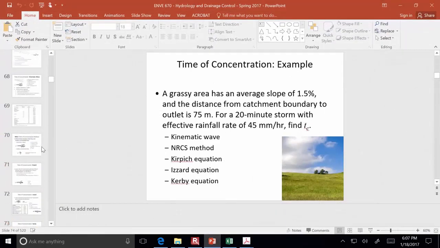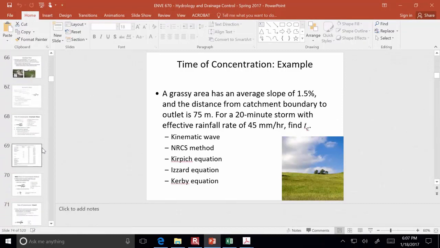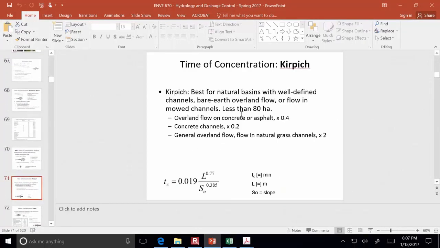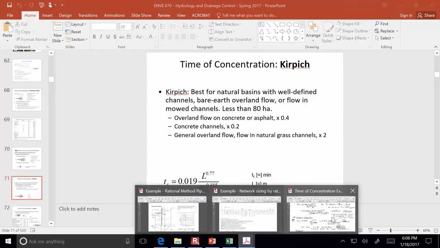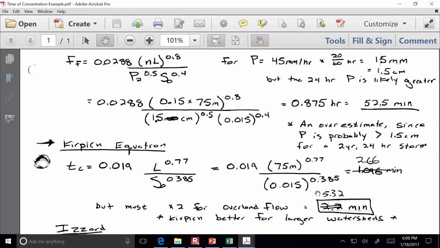And if we go back to looking at the criteria, like what are the limitations of the Kirpich equation, well, the reason why it didn't do so well is it's for much larger watersheds than this example. The example is talking about a 75-meter length, but the Kirpich equation was constructed for watersheds up to 80 hectares in size. And so it's naturally biased to calculating small times of concentration. That's why this one is a lot smaller than the others: we're working outside of the intended range.